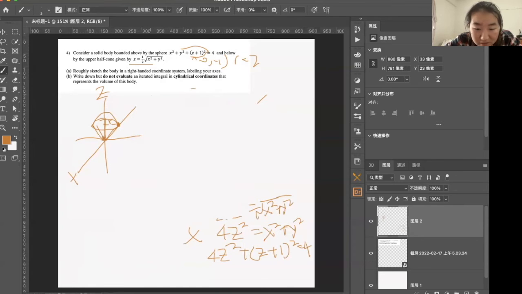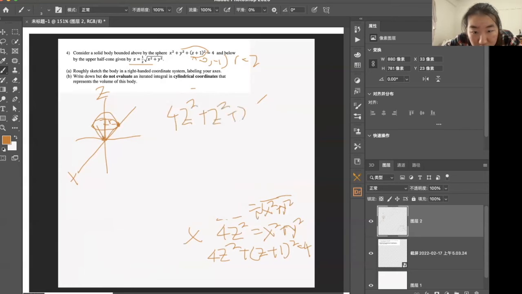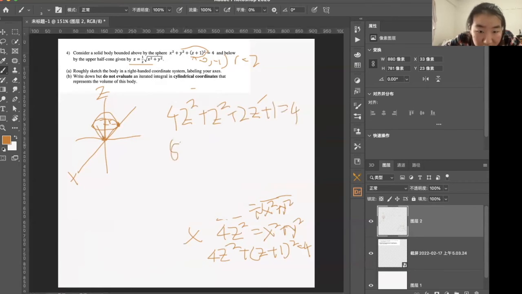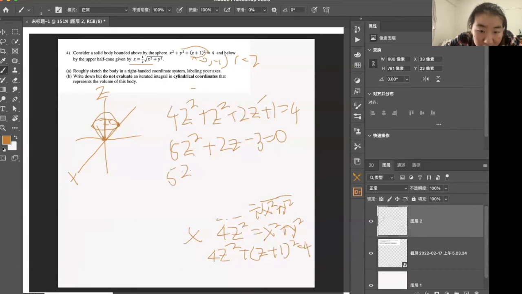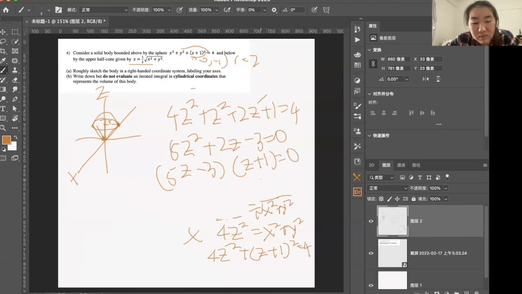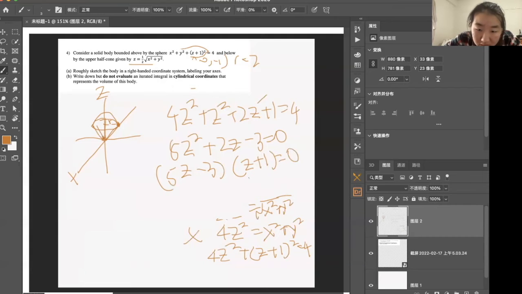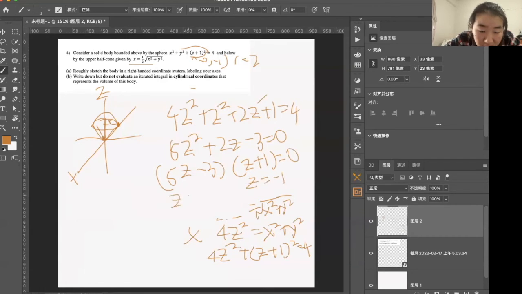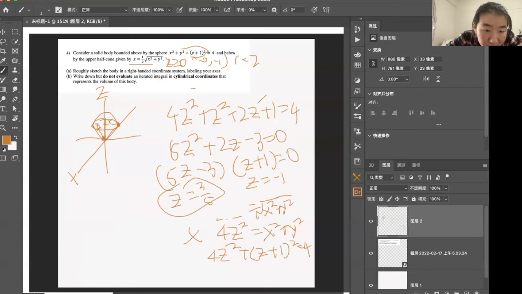Now it's just my algebra skill. I need some space, so let's clean up the top part. If you all get that, if not, turn back and see. Now we get 4z squared plus z squared plus 2z plus 1 equals 4. 5z squared plus 2z minus 3 equals 0. (5z minus 3)(z plus 1) equals 0. So z equals -1 or z equals 3 over 5. z equals -1 won't happen because from the cone equation z is always 0 or bigger. So we can only choose this. Now we get that z right here is 3 over 5.